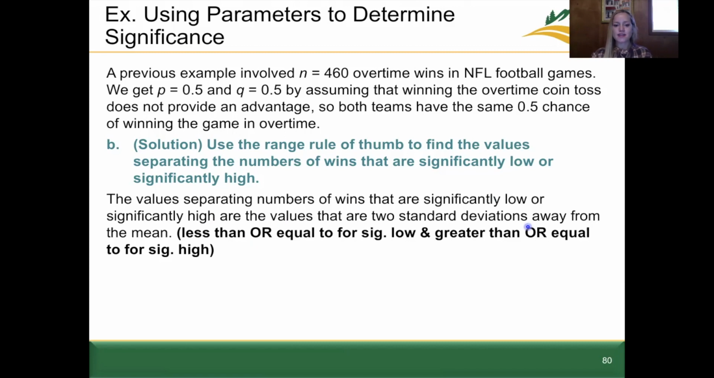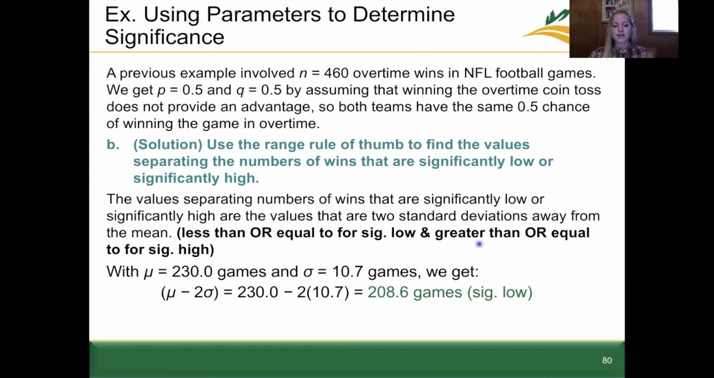So we just calculated our mean value, and we also just calculated our standard deviation value. So we have 230.0 games and 10.7 games, respectively. Then let's plug those values in. So we're going to take the mean minus 2 times sigma, and we get 208.6 games. That cutoff is for the games that are significantly low. It has to be equal to this or less to be considered significantly low.